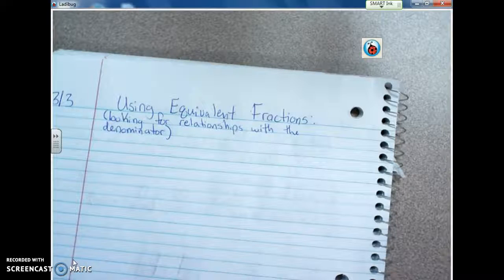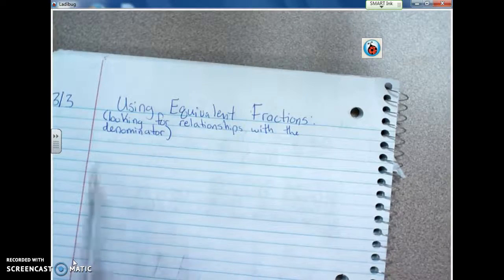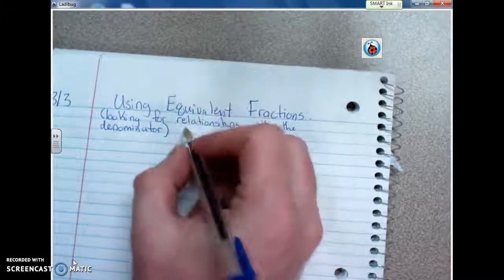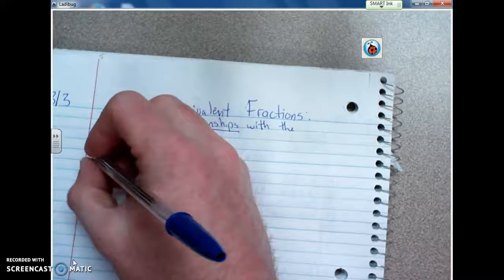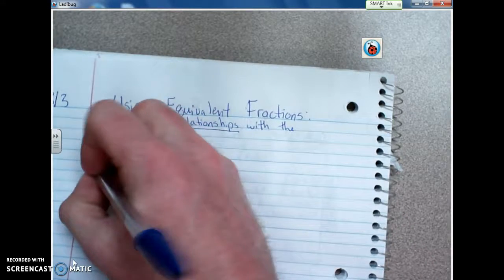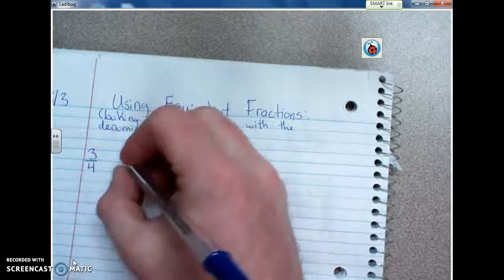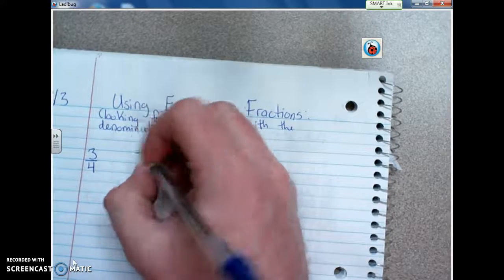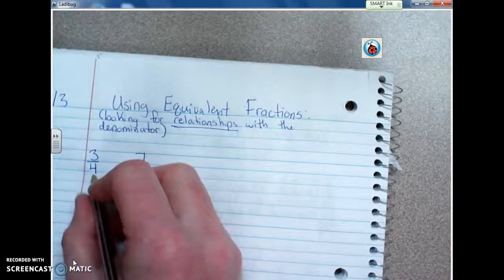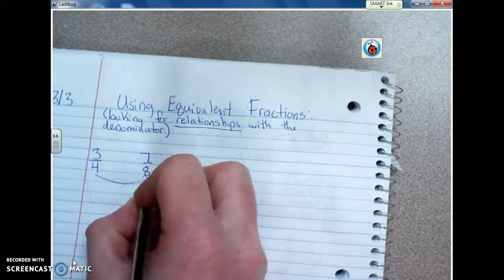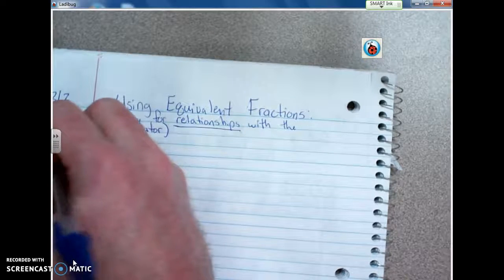Alright, so today we're going to be talking about how I can use equivalent fractions to look for relationships. We're looking for relationships with our denominators. So if I have the fraction 3/4 and I want to compare that to 7/8, I can see there's a relationship. I know that 4 times 2 equals 8.